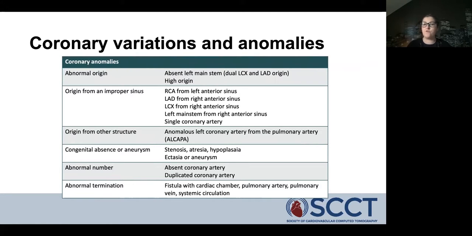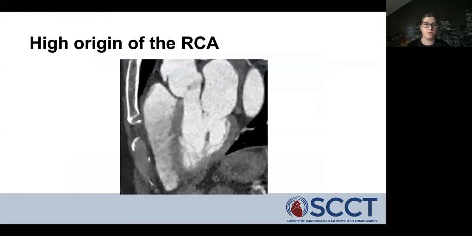So you can see that there's really a range of things that we can see. And the beauty of CT with our three-dimensional volumetric data set is we can really drill into what these anomalies are and work out what's going on. We've been doing this in adults for a long time, but increasingly we're able to do this in children as well. And there's two really good congenital papers in JCCT, which go into this and all the other things that you can do. So the first one we'll look at here, high origin of the right coronary artery.